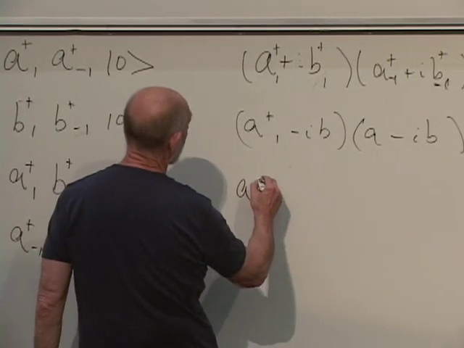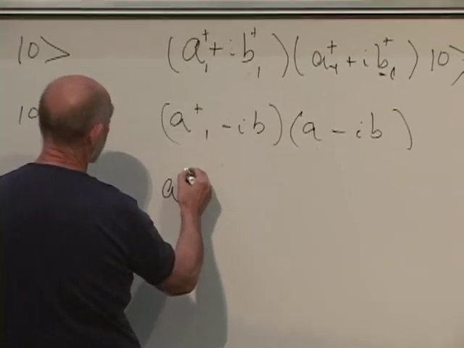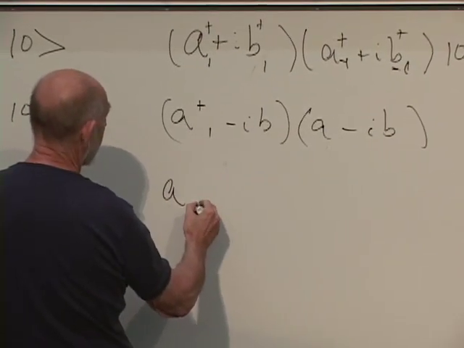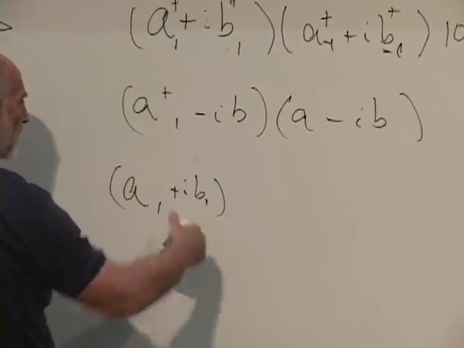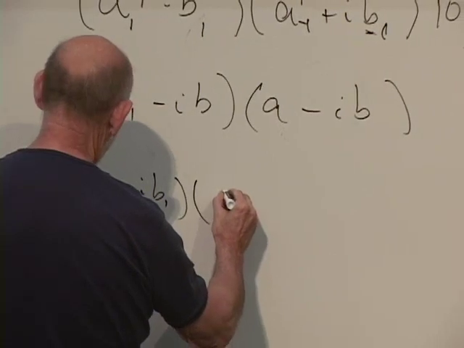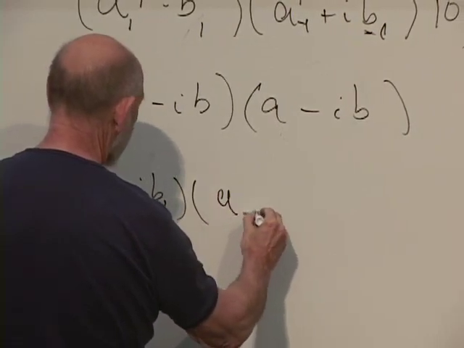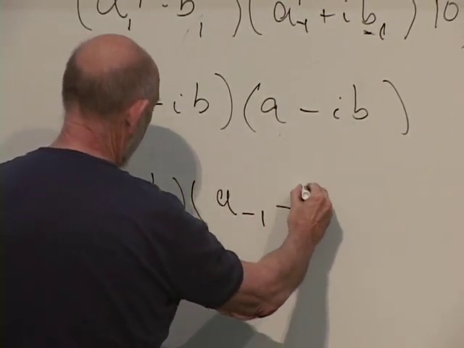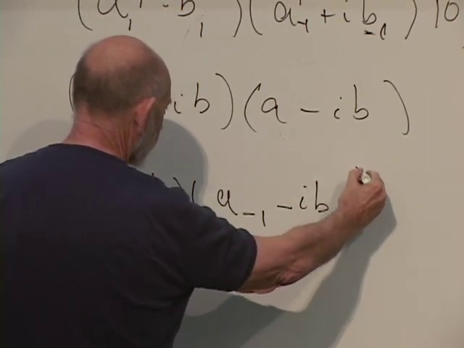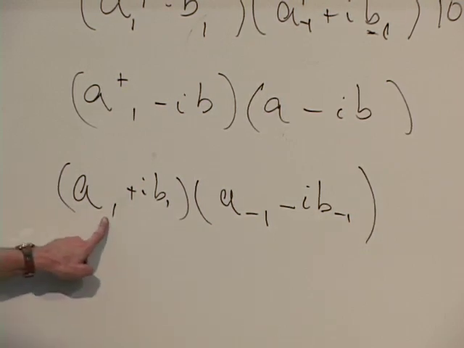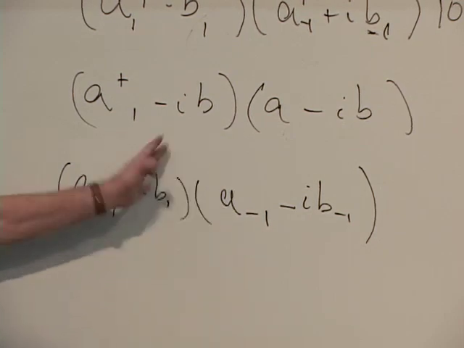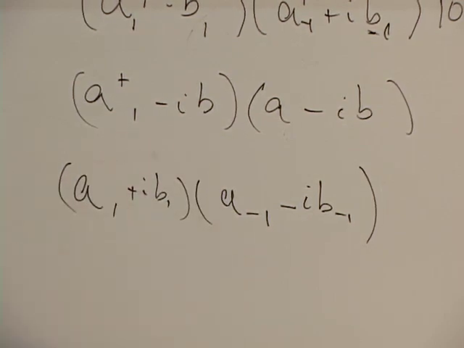We can make, let's just write it, A1 plus iB1, I'm not going to put the pluses, forget the pluses, times A minus 1 minus iB minus 1. This is A plus iB times A minus iB, right-moving, left-moving. How many units of angular momentum does this make?